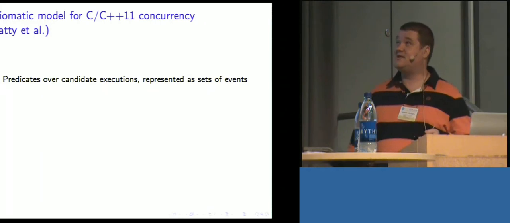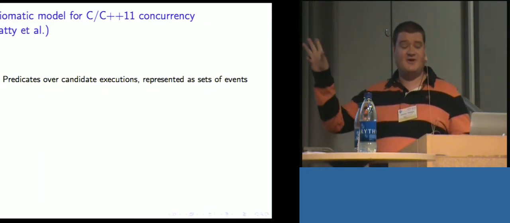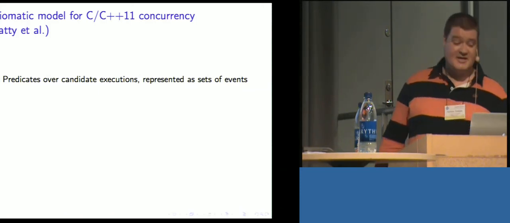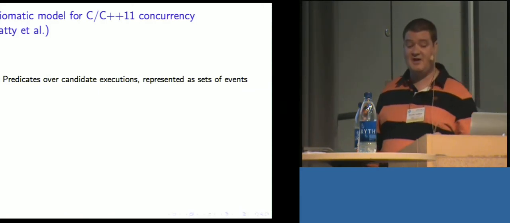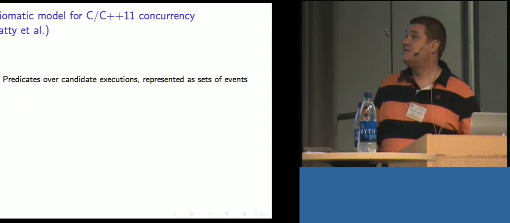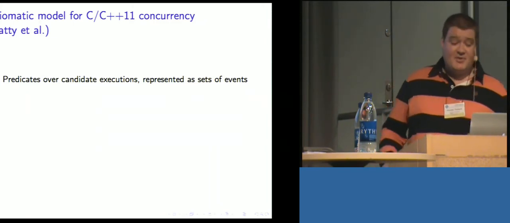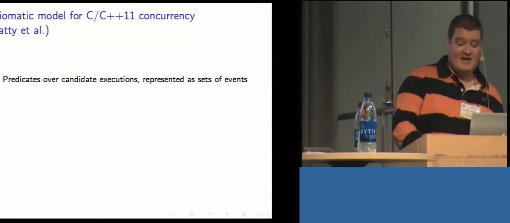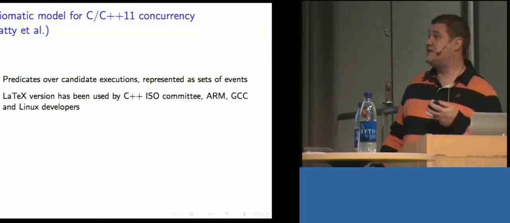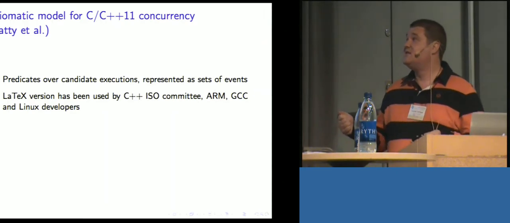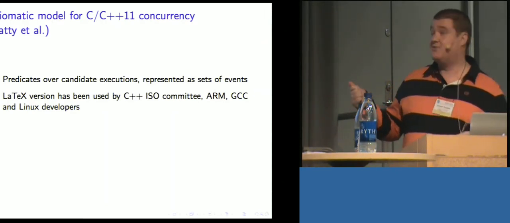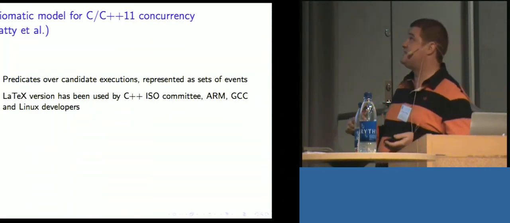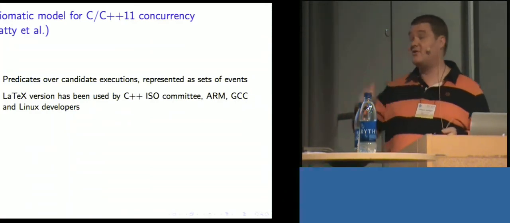And the second model is the same model that I showed the flowchart on the slide a few slides back. The axiomatic model for the C and C++11 concurrency by Batty et al. This is modeled as predicates over candidate executions represented as sets of events. So a LaTeX version of this has been used by the C++ ISO committee. In fact, it's been quite useful in informing them of the design space for C++11 concurrency.